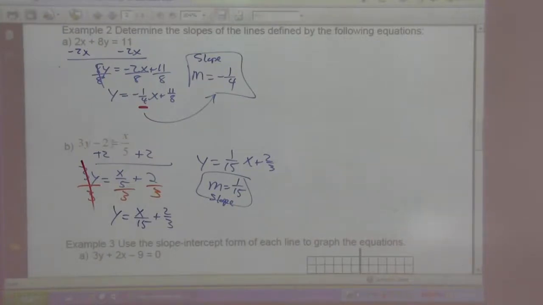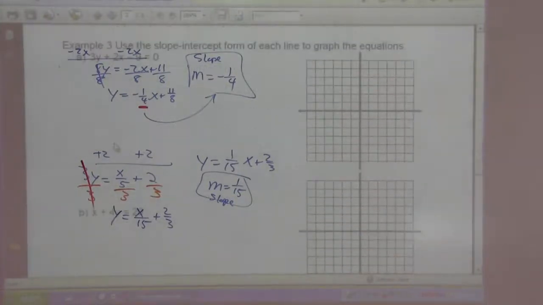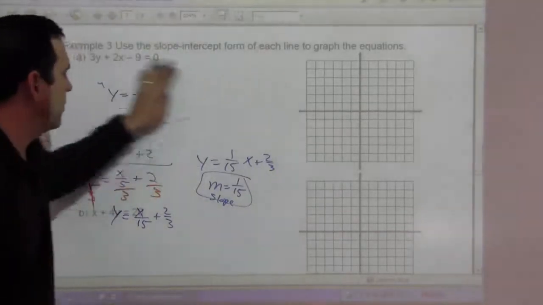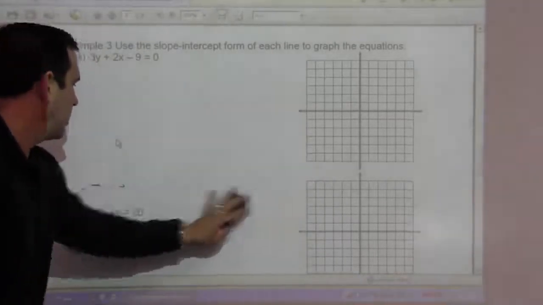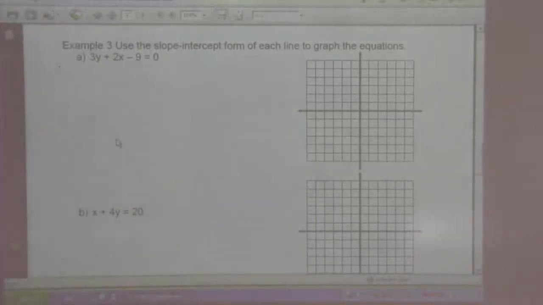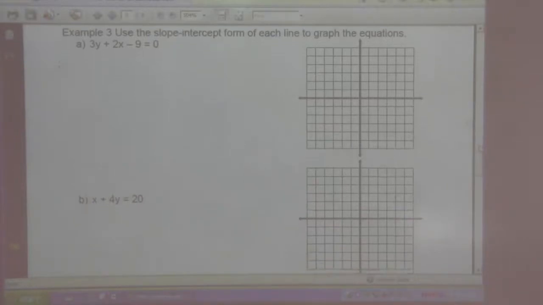Okay, let's go on to example 3. It says use the slope-intercept form of each line to graph the equations. Move this up just a little bit more so we can get both graphs on there completely.